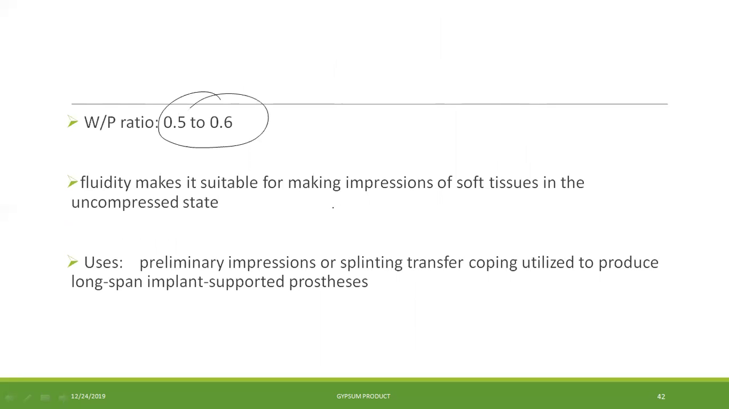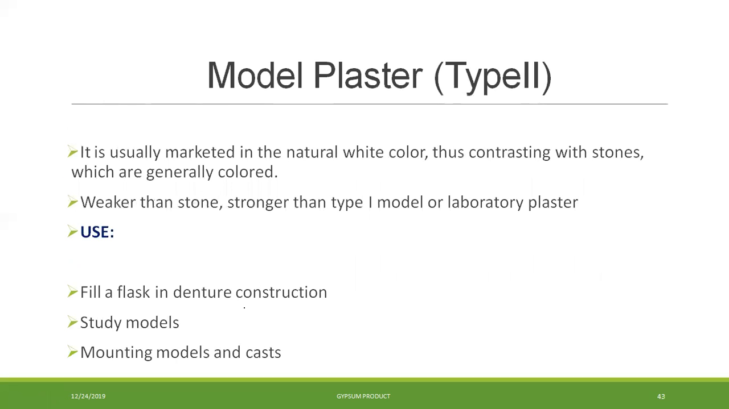Fluidity makes it suitable for making impressions of soft tissue in the uncompressed state. Preliminary impression, splinting, transfer coping utilized to produce long span implant supported prosthesis. Right. Previously, we used it for face records and all.